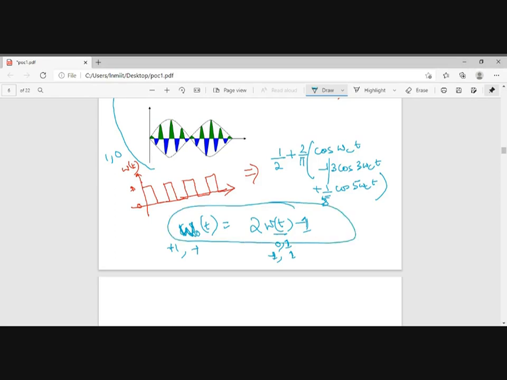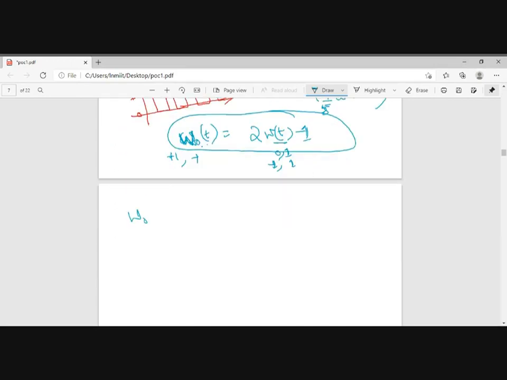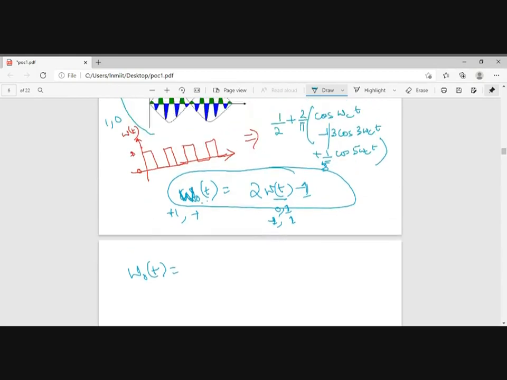Using this equation, I can find the Fourier transform of w naught t. So w naught t will have a Fourier transform of, if you multiply, that is 4 by pi times cos of omega ct minus 1 by 3 times cos of 3 omega ct plus 1 by 5 times cos of 5 omega ct, and so on.